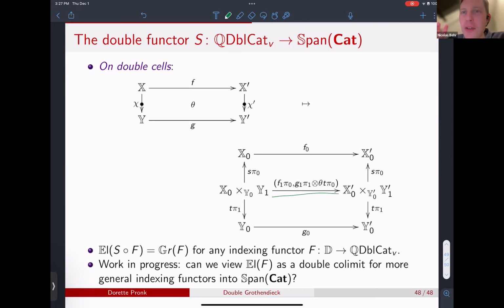Maybe the more conservative question would be about street fibrations. You spoke about Grothendieck fibrations, if I understood correctly, mostly, and double categorical ones. So the street fibrations fit in the first part. They are precisely there.